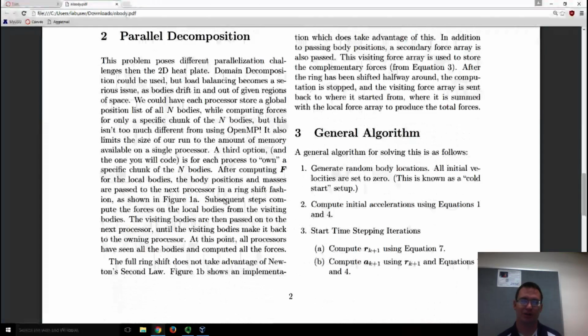Okay, so now we're going to talk about how we actually parallelize this. So if you have a region of space, okay, and you've got some planets inside of it, how are you going to parallelize this?